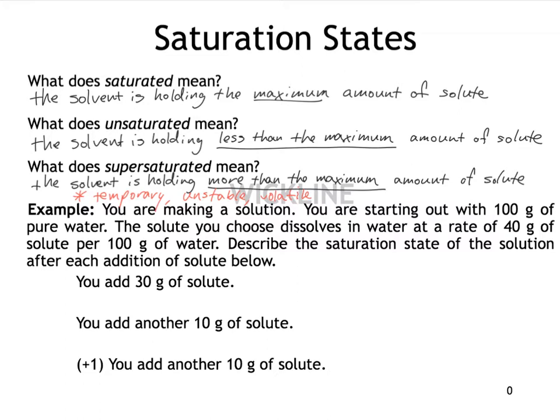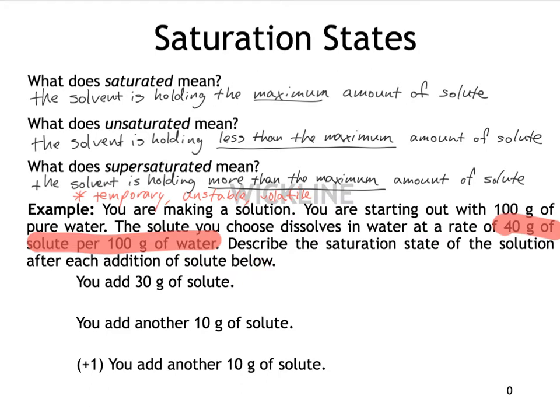So let's put this into context. We'll sort of go from ground level to a higher level. Take a look at this example question. You're making a solution. You're starting out with 100 grams of pure water. The solute you choose dissolves in water at a rate of 40 grams of solute per 100 grams of water. So if I have 100 grams of water and it can only hold 40, then just keep that in your back pocket. Describe the saturation state of the solution after each addition of solute below.